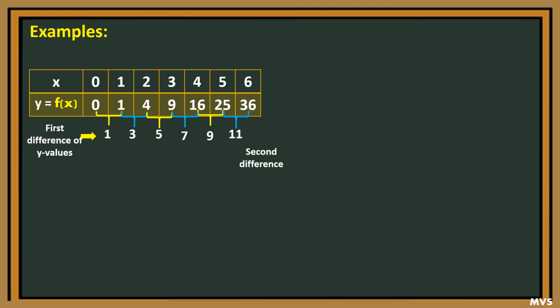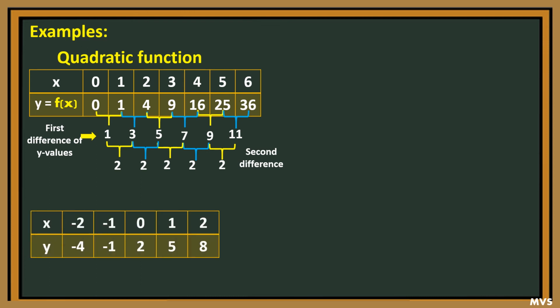Let's go to the second difference. 11 minus 9, 2. 9 minus 7, 2. 7 minus 5, that is 2. 5 minus 3, that is 2. And 3 minus 1, that is also 2. You have noticed that the second difference of y values are the same. Always remember that if the second difference are the same, it means this is quadratic function.